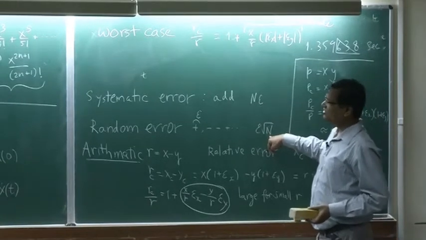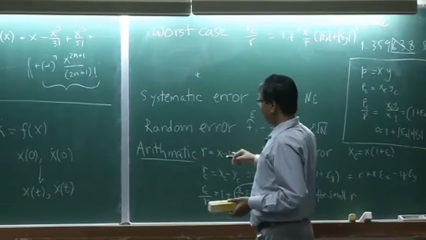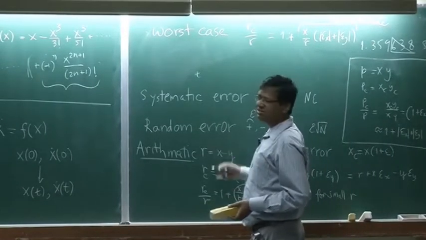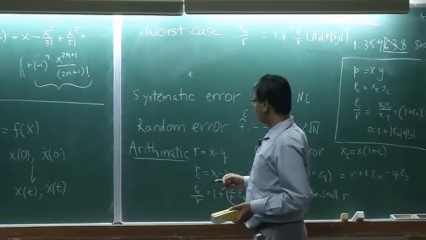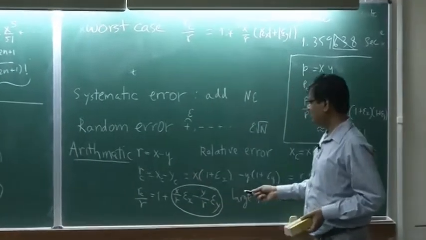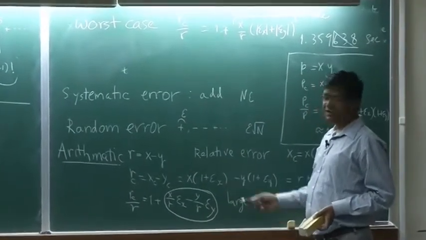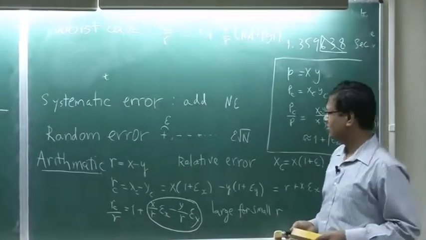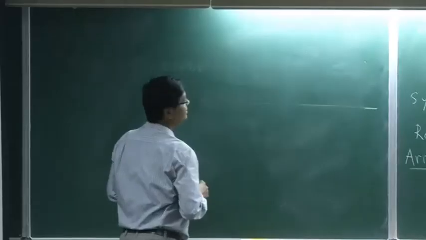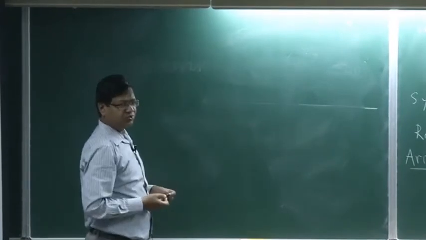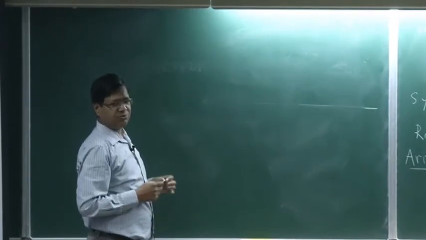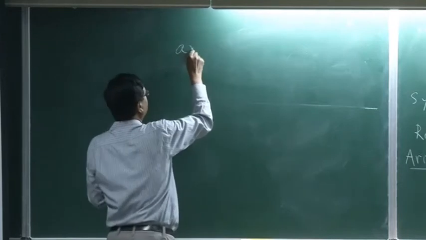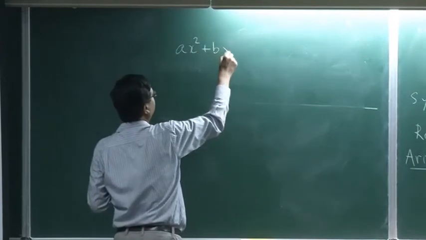Now one example of error which comes in is arithmetic. In arithmetic operations, in subtraction, we estimate the error and we find that it is most dangerous when the numbers are of the same order. So I am going to do an example, solving a quadratic equation, the roots of a quadratic equation. This equation is ax squared plus bx plus c is 0.